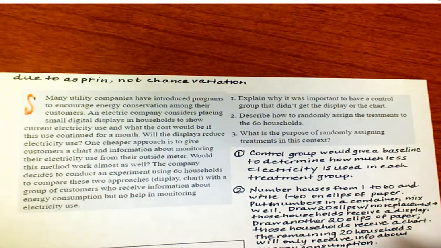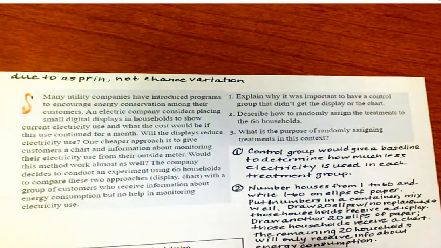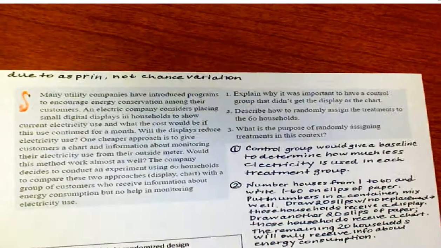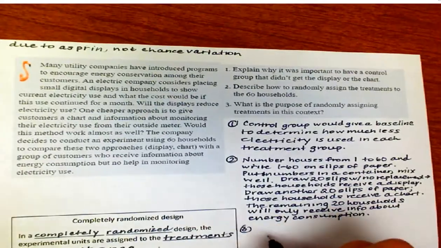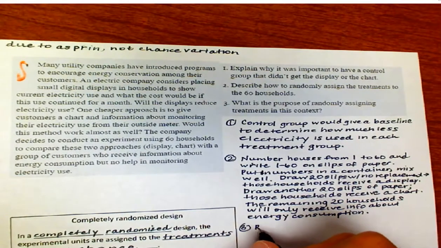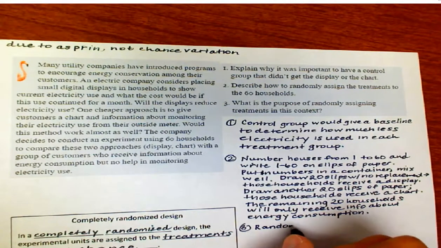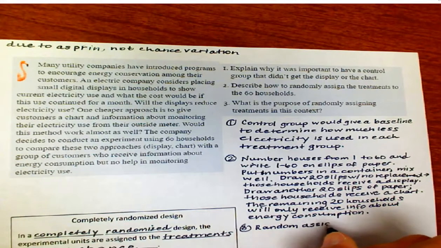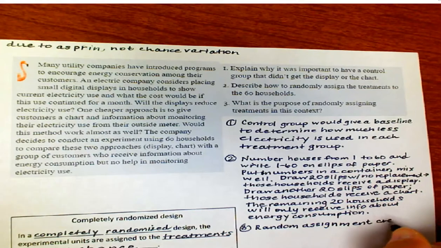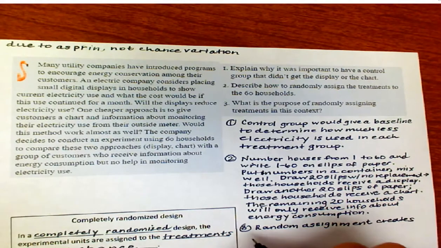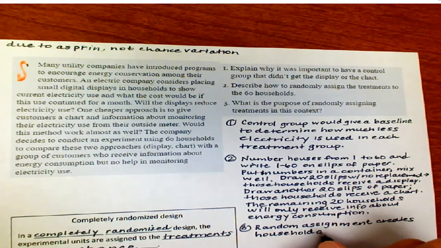And then number 3, what is the purpose of randomly assigning treatments? I mean, obviously to create household groups that are equivalent. Random assignment creates household groups that are equivalent.